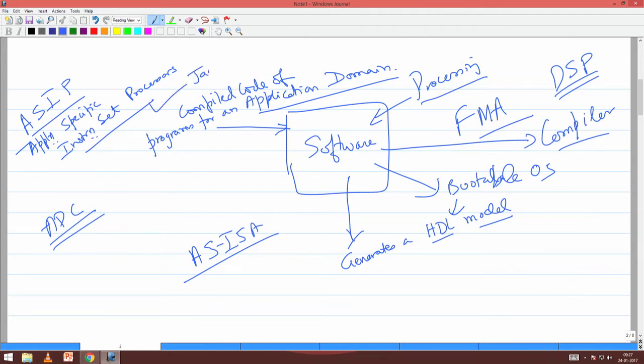By Jason Kang et al. Et al. means et cetera; there are many authors for that paper. This team is from UCLA, University of California at Los Angeles.